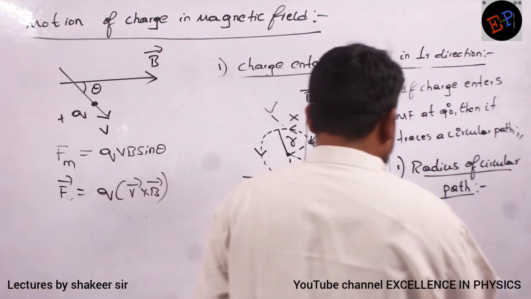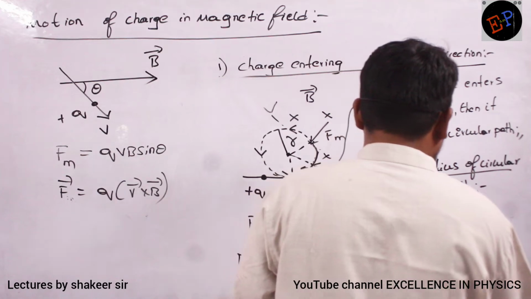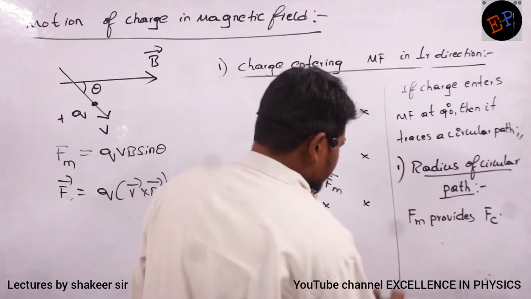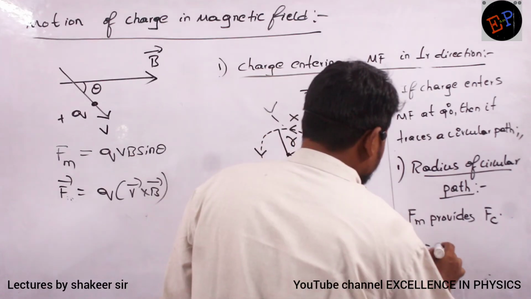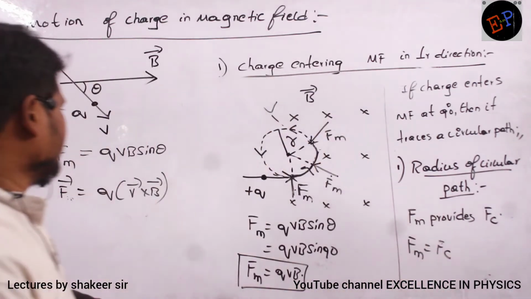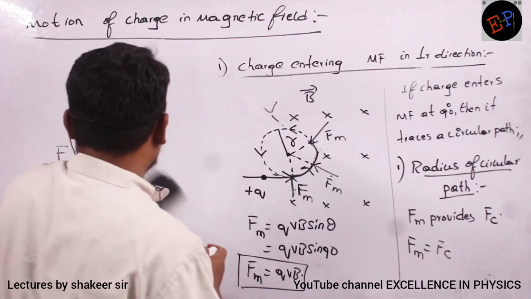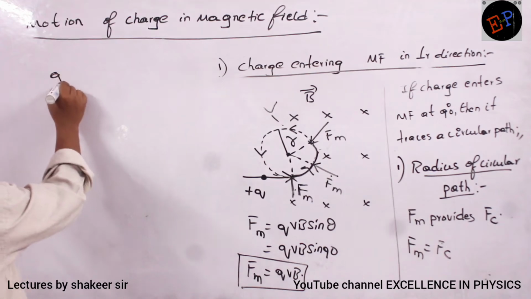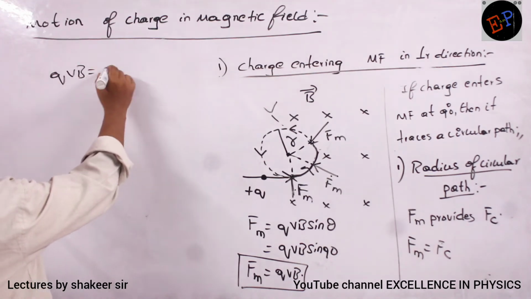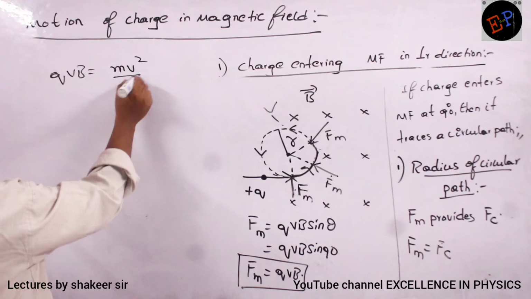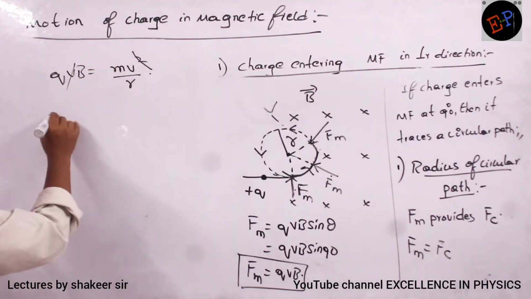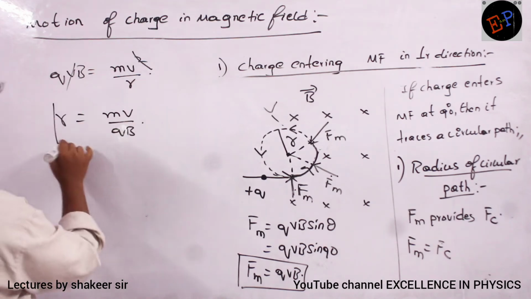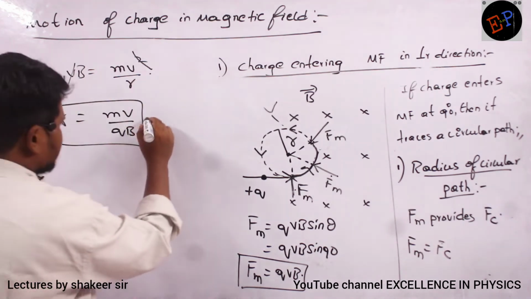So therefore Fm provides the centripetal force, Fc. So Fm is equal to Fc. I can write like this. Clear now? Fm value we have already calculated, qvB, and the centripetal force formula is mv squared divided by r. So velocity and square get cancelled, so r is equal to mv divided by qB. Therefore this is the equation to calculate the radius of the circular path.